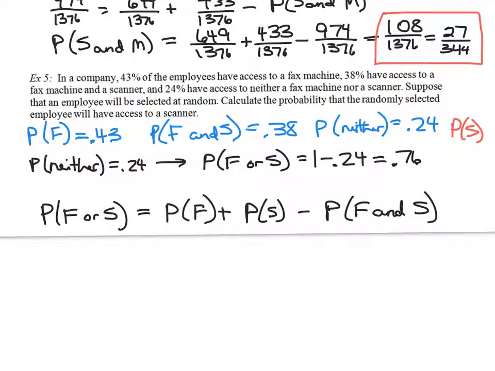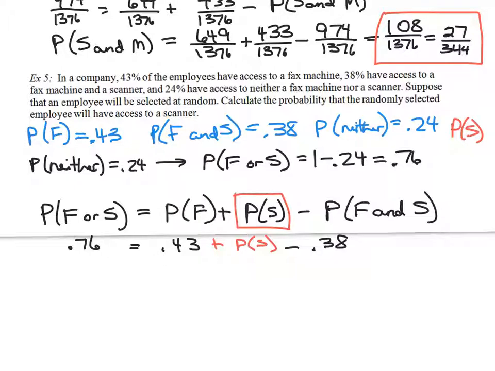Now let's set up my equation. So the equation for this one would look like this. The probability of having a fax or a scanner would be equal to the probability of a fax plus the probability of a scanner minus the probability of having both a fax and a scanner. So we know the probability of F or S. That's going to be 0.76. The probability of a fax, that's 0.43. We don't know the probability of a scanner. That's what we're solving for in this problem. So I'm going to say plus the probability of a scanner minus the probability of both. We know that the probability of both is going to be 0.38.